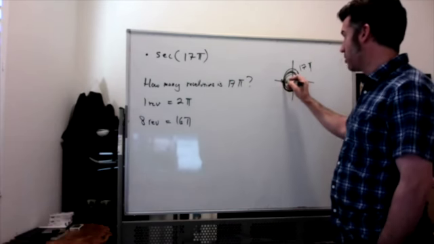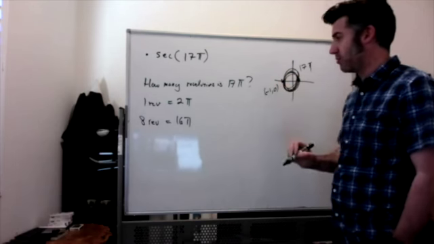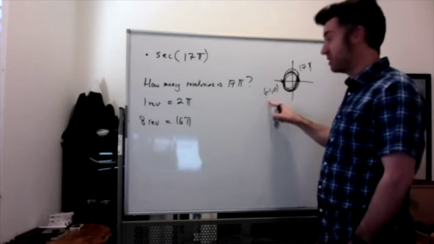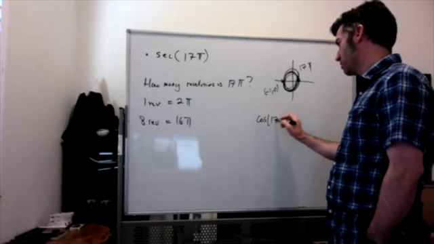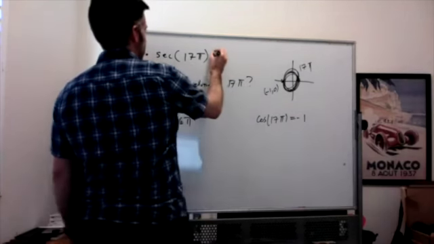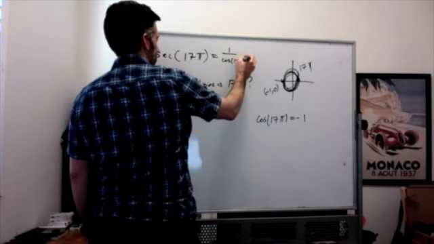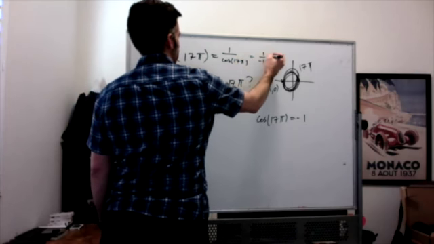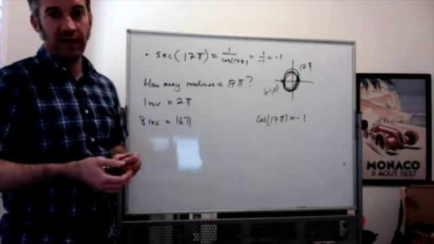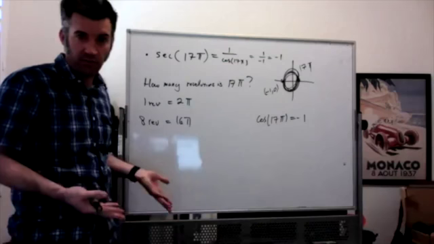I know that at this point over here, the point on the unit circle is (-1, 0). I know that cosine is equal to -1. I should say cosine of 17 pi is equal to -1. So secant of 17 pi is the reciprocal of that, which is also going to be -1. So whenever you've got an angle that's bigger than 2 pi, you just think about how many revolutions do I have and then what's left over.